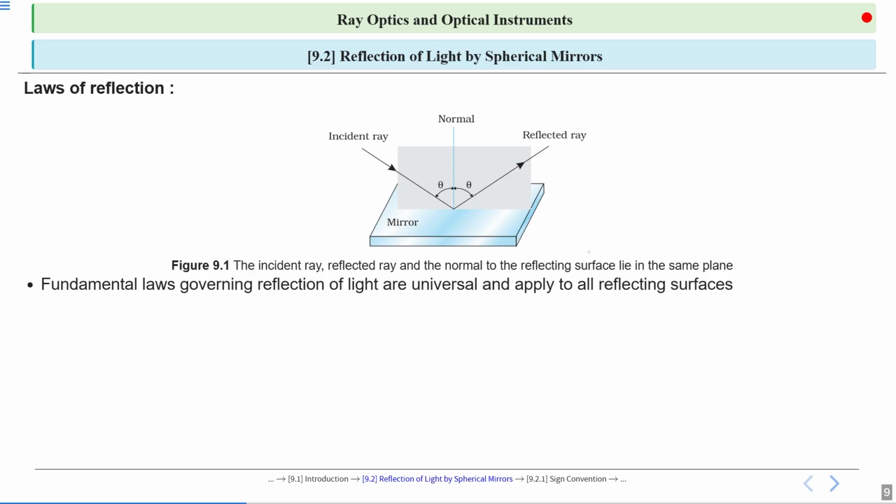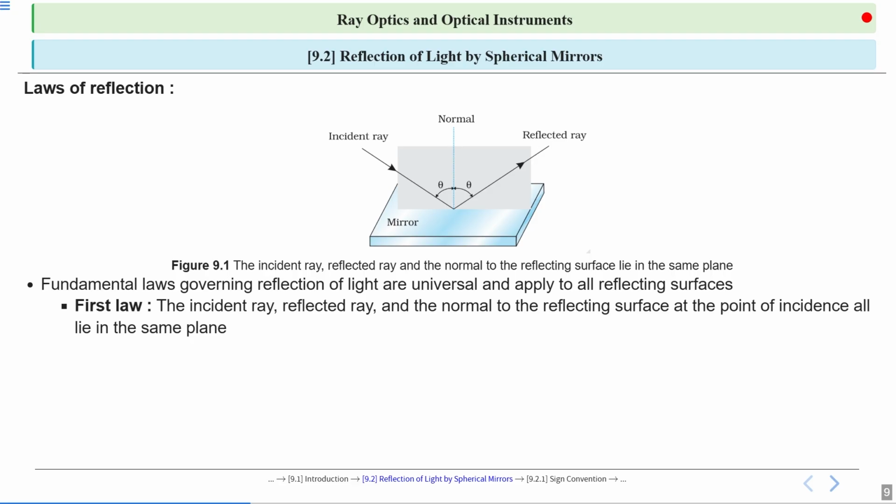The fundamental laws governing reflection of light are universal and apply to all reflecting surfaces. First law: the incident ray, reflected ray, and the normal to the reflecting surface at the point of incidence all lie in the same plane. You can see the gray shaded part, this is the plane. So the incident ray, reflected ray, and normal at the point of incidence all lie in the same plane, this gray plane. This is the first law.